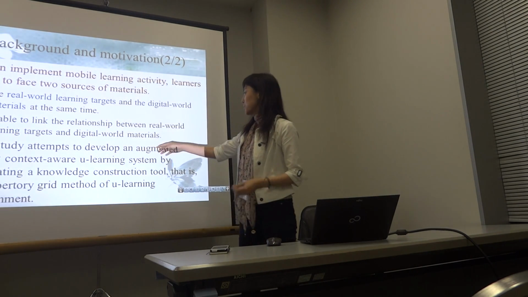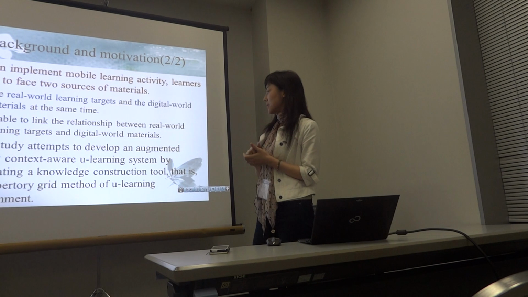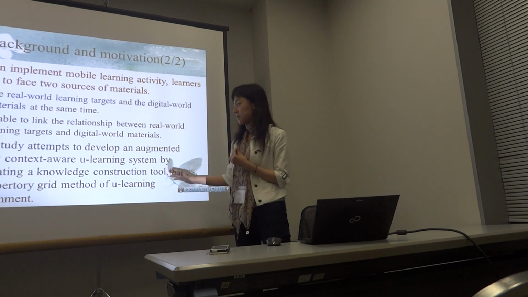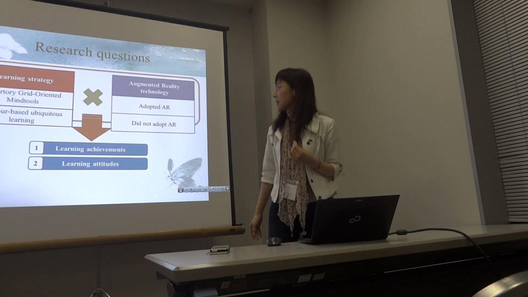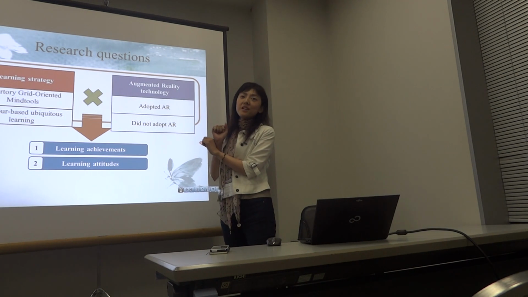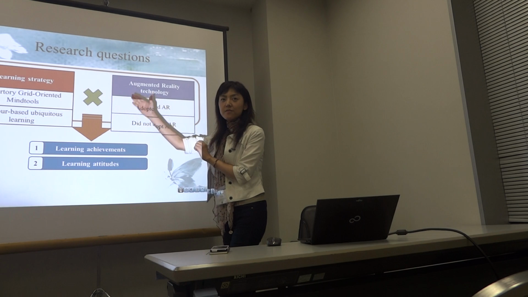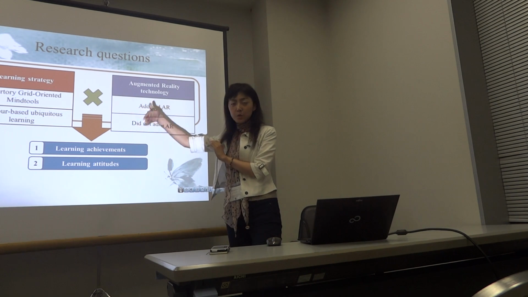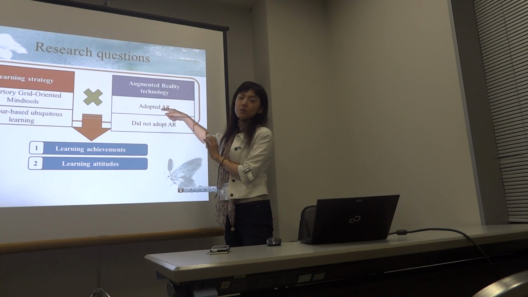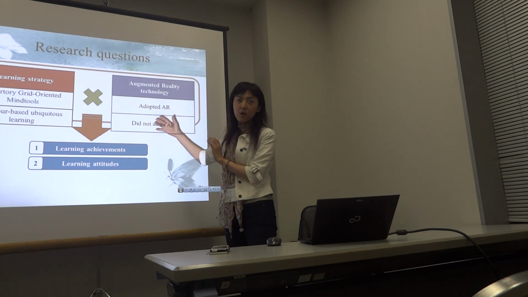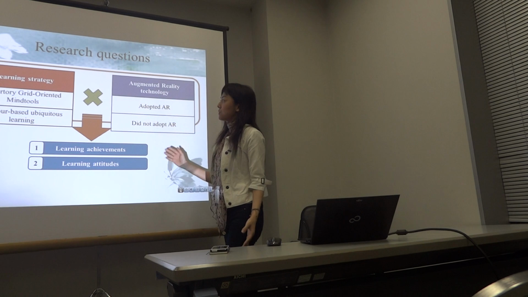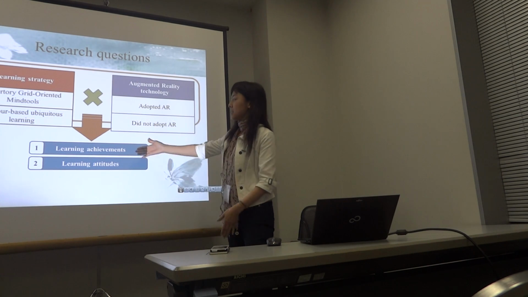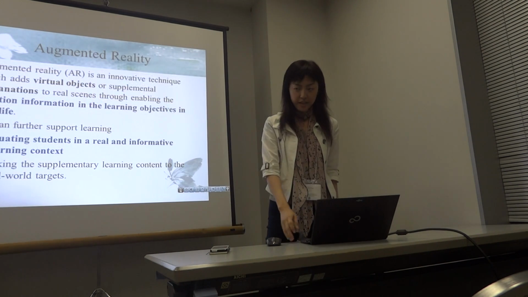So this study attempts to develop an augmented reality context-aware learning system by integrating a knowledge construction tool. That is, in this study, we use regulatory methods in the e-learning environment. There are two variables here. The first one is that the learning strategy is different: we use the regulatory-oriented mind tool and the tool-based ubiquitous learning. The other is whether we use the AR technique or not. After conducting the learning activity, we will analyze the learning achievement and the students' learning attitude.